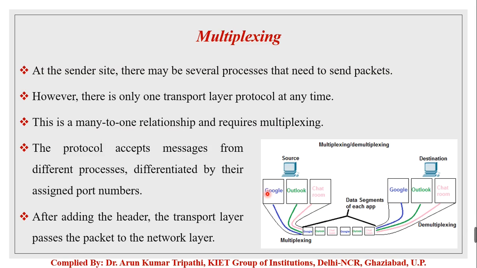For example, a number of processes are running on a single computer. These processes, one, two, three, are combined into one. So it is a many-to-one relationship and is sent over the network. The protocol accepts messages from the different processes differentiated by assigned port numbers. After adding the header, the transport layer passes the packet to the network layer.